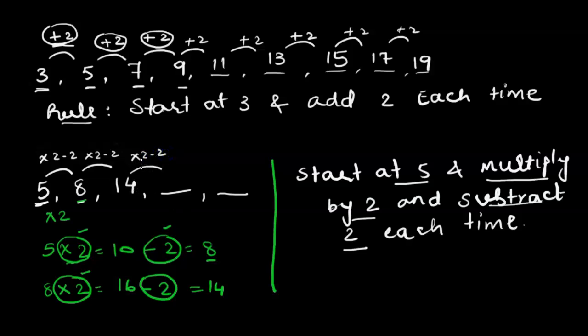14 times 2 is 28, minus 2 is 26. The next term, if we want to get, is 26 times 2 is 52, minus 2 is 50. And this is how we fill a recursive pattern with different terms using the same rule.